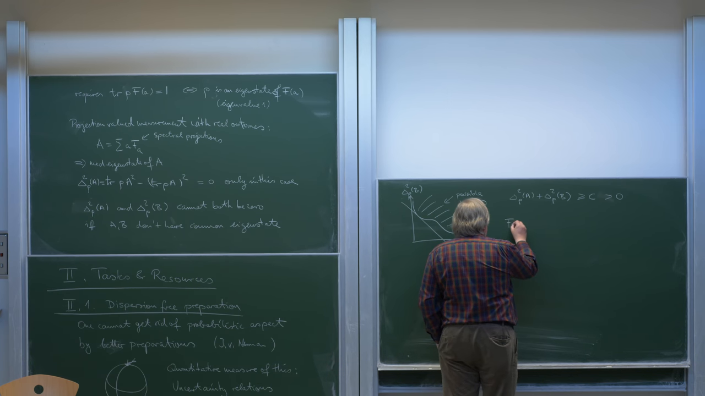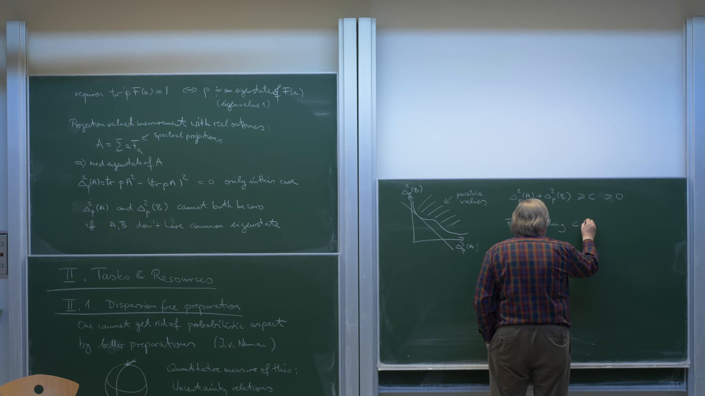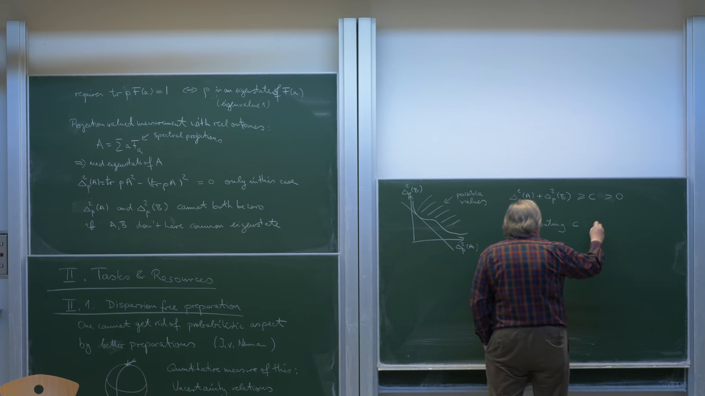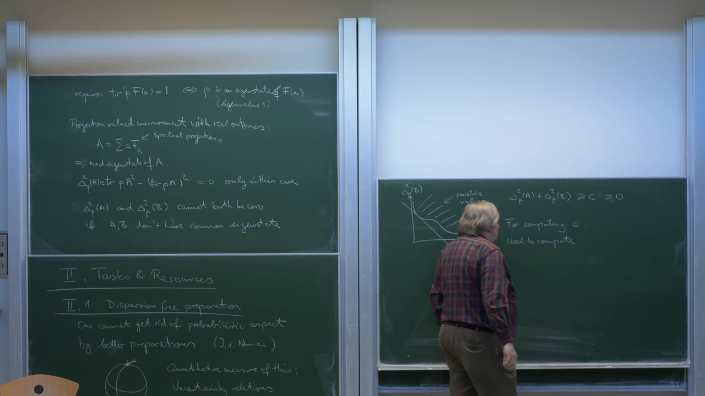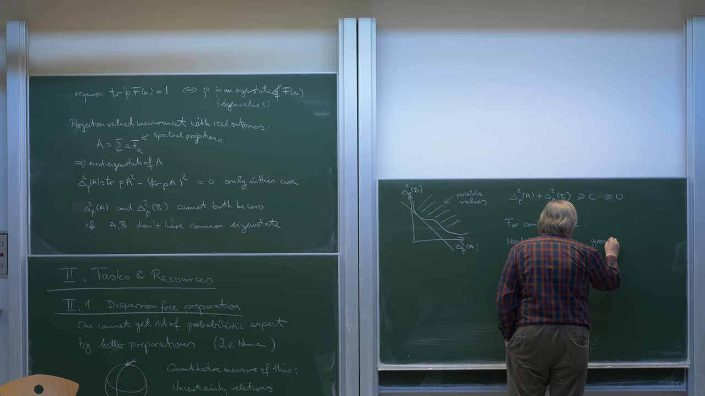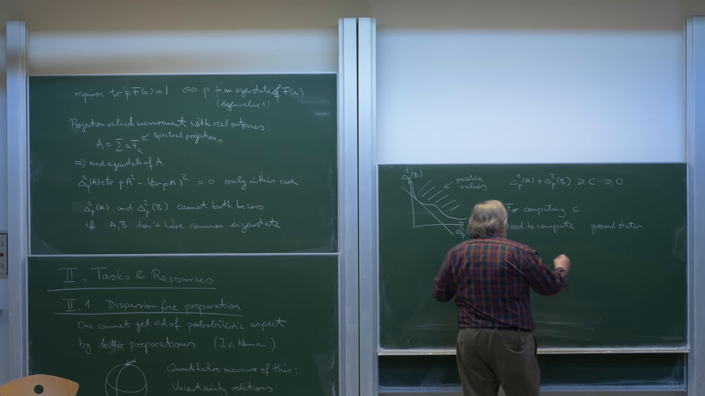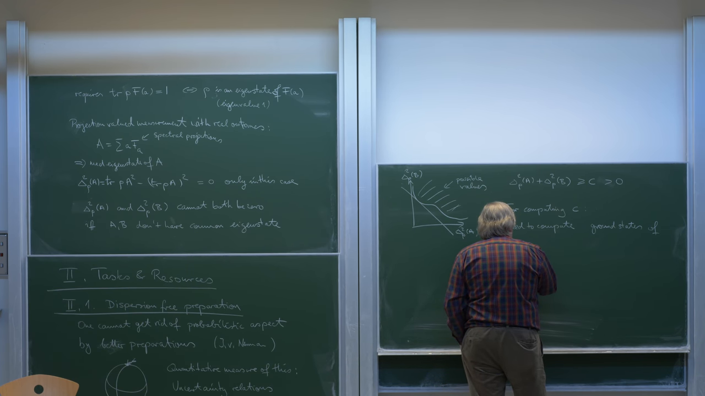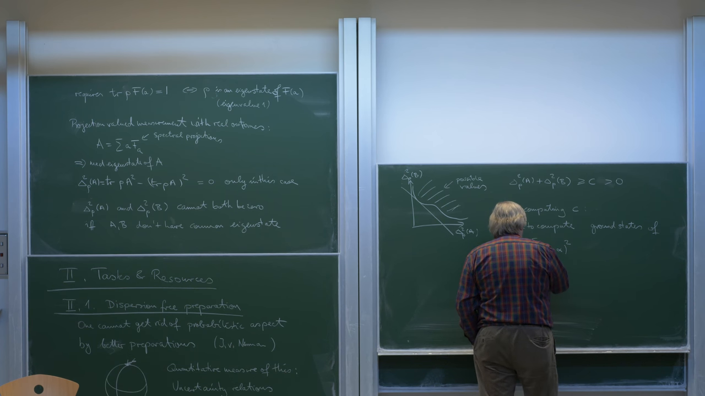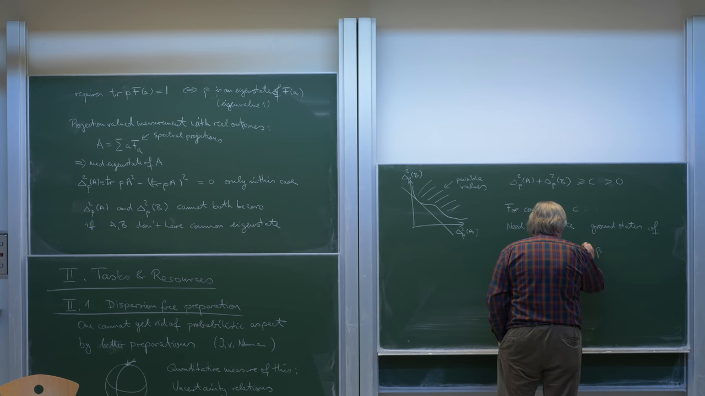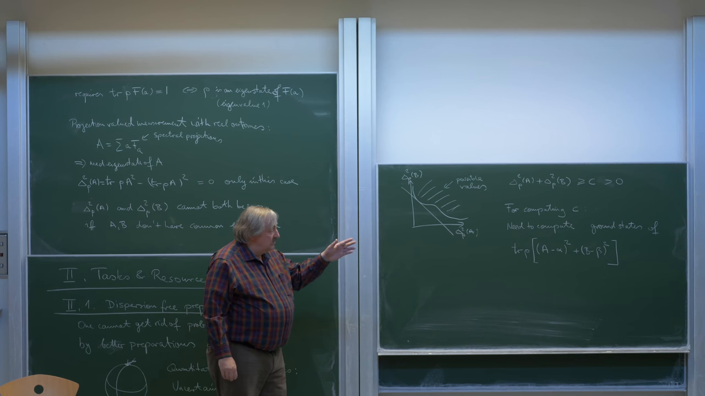So for computing c, you need to compute ground states for the variance here. You look at the sum of the variances, which is something like this: A minus alpha squared plus B minus beta squared. This is the sum of the two variances, and you want to find the lowest possible value this can have.